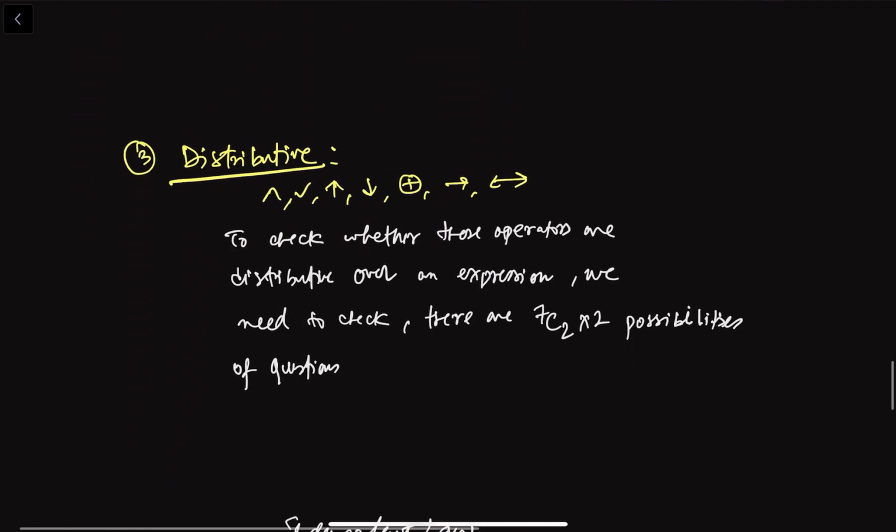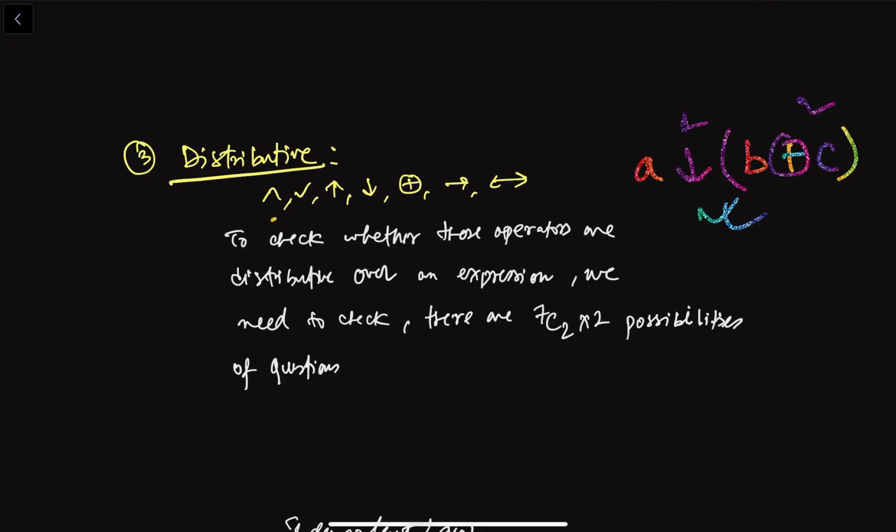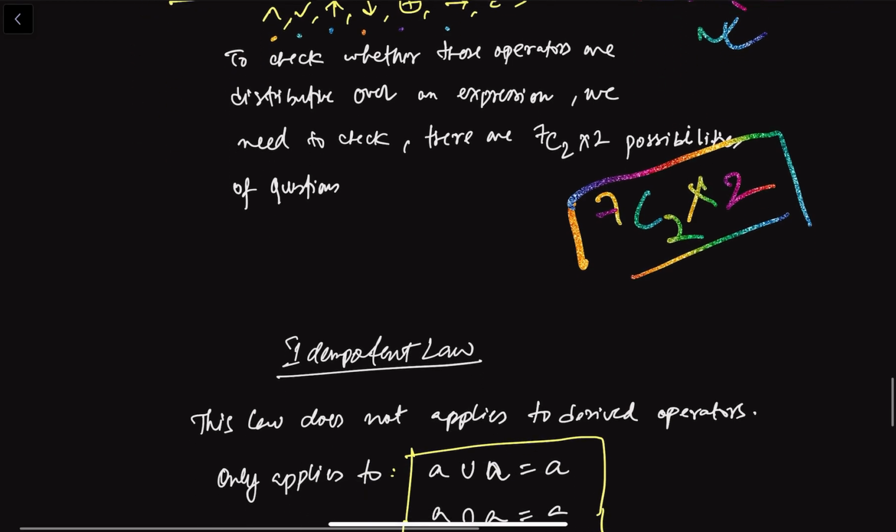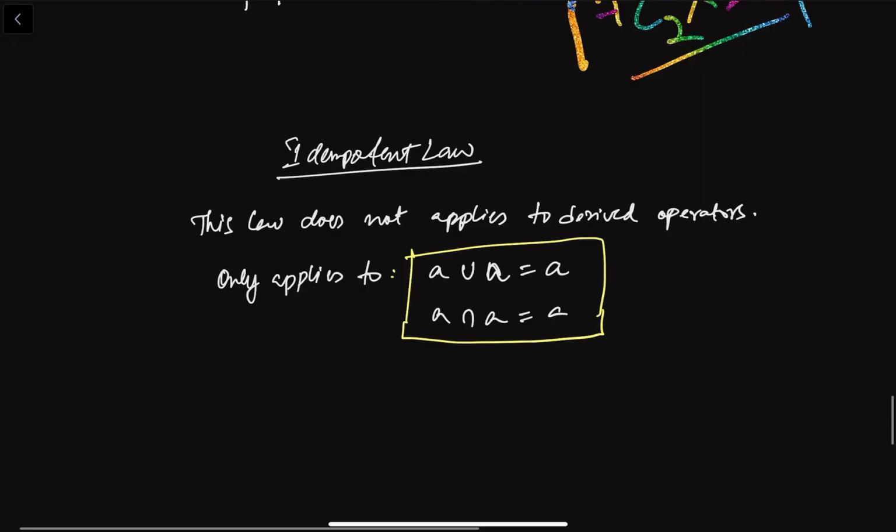Let's come to the distributive law. To check whether these are distributive, we need to check the expressions. Like if I want to say that A is distributive over B XOR C, then I need to check this. There are 7 operators in total, so there are 7C2 choices times 2 possibilities of whether it's distributive or not. So we need to prove it. It's very simple.